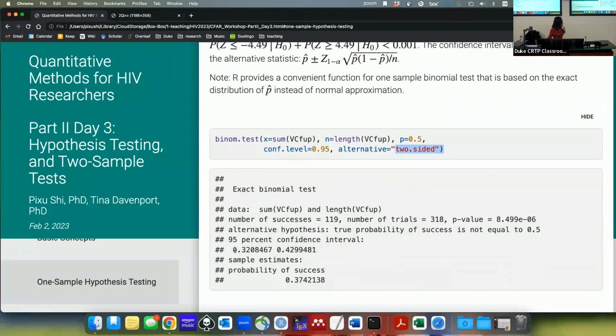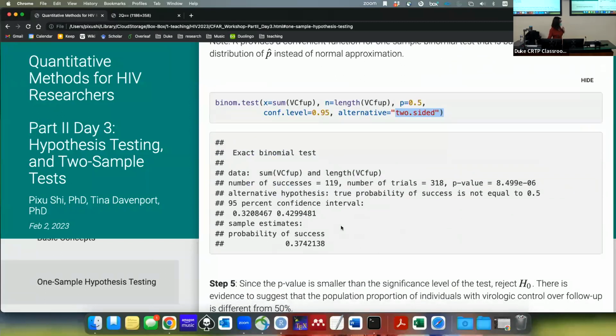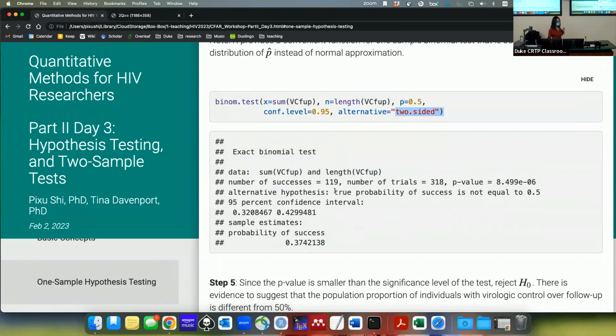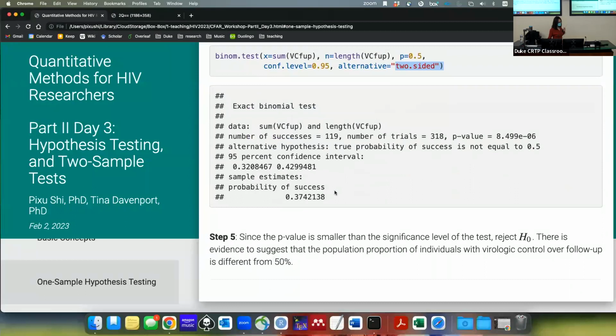And in the output, you will have the confidence interval, the probability of success, the sample size, and the p-value. You are safe to use this function even when you only have 10 or 5 samples. It's still safe. So since the p-value is too small, we're going to reject the null. Any questions?